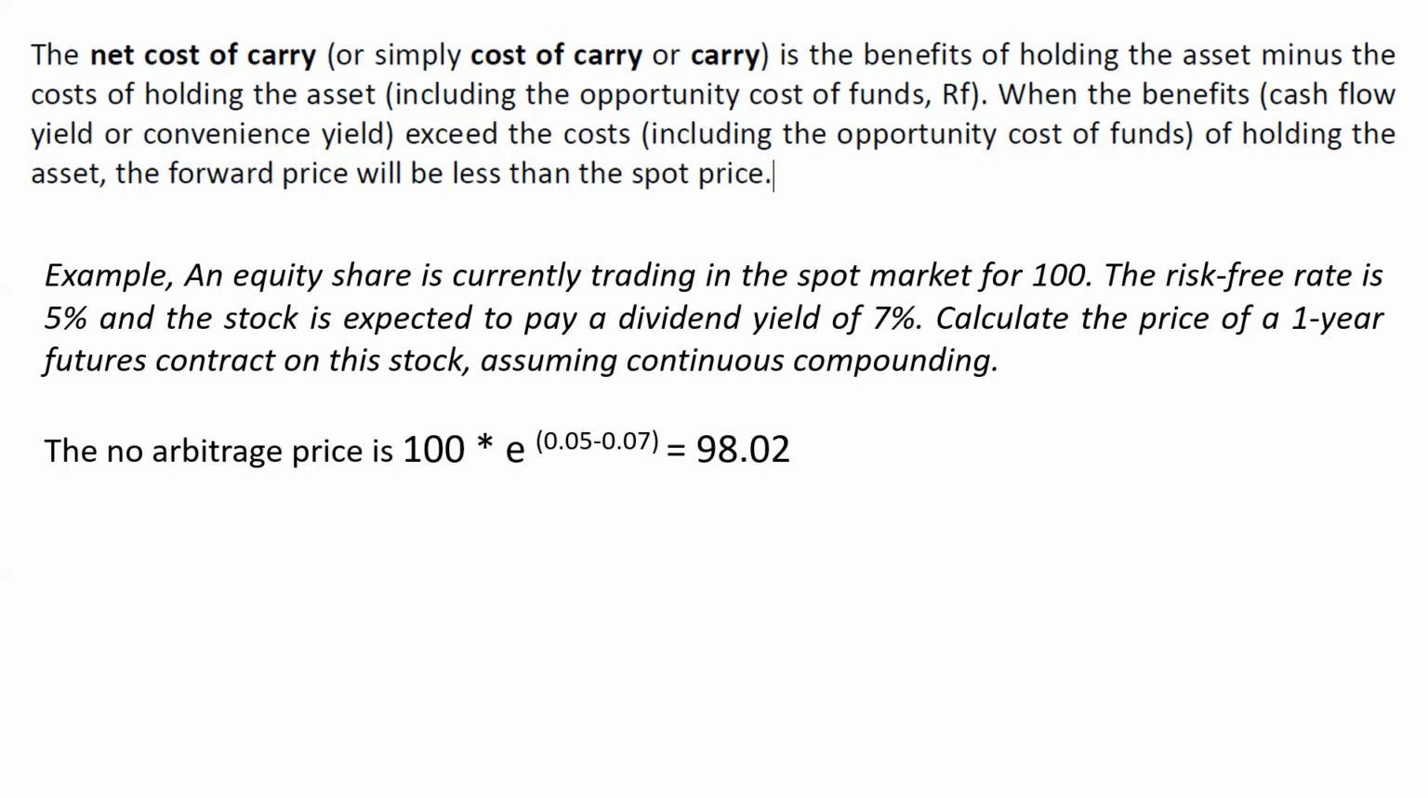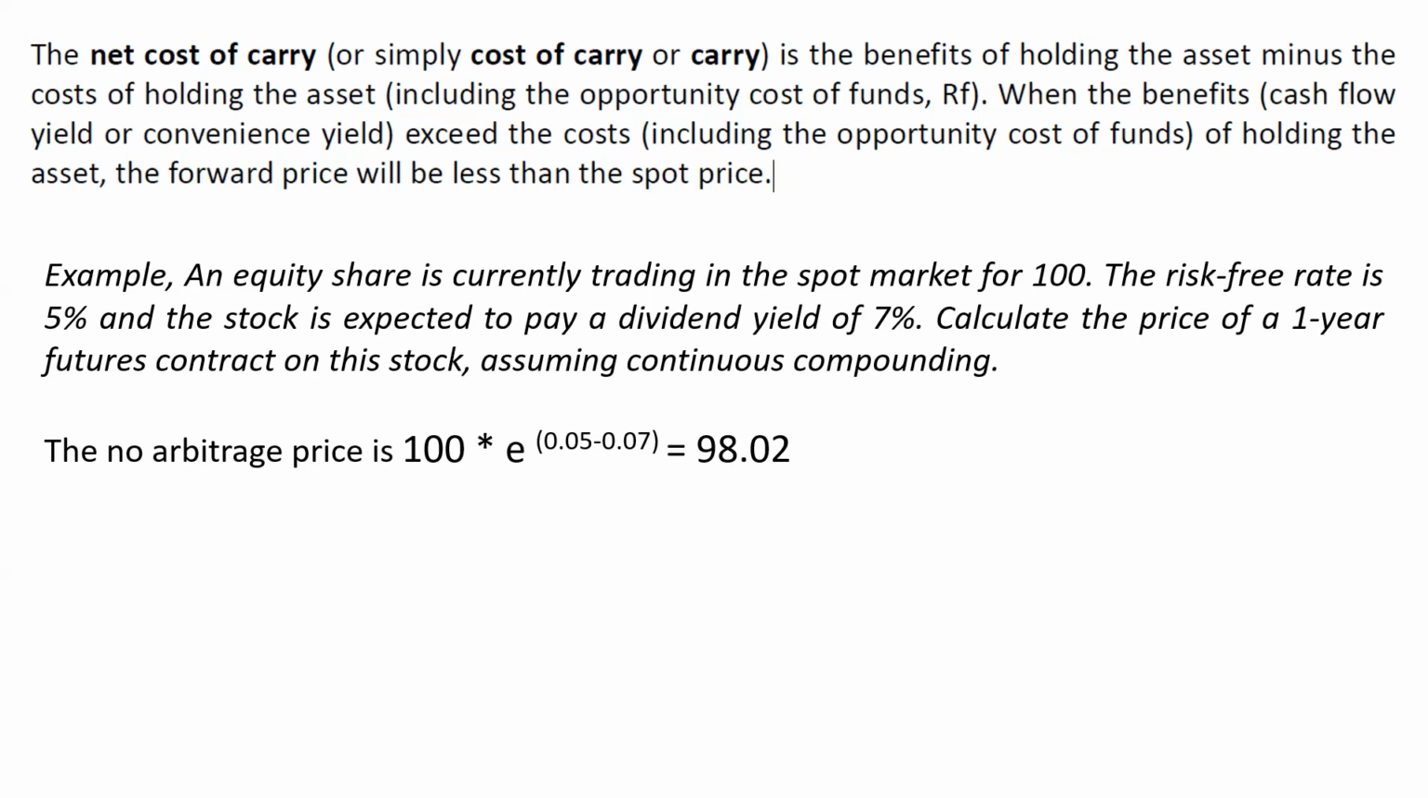Let's talk about cost of carry. Net cost of carry, or simply cost of carry or carry, is the benefit of holding the asset minus the cost of holding the asset. So we know that convenience yield and dividend is a benefit, and we have to incur some storage cost, or let's say the opportunity cost, which is a part of the cost of holding the asset. When benefits, that is the cash flow yield or the convenience yield, is greater than the cost, that means the opportunity cost of holding the funds, then the forward price is going to be less than the spot price.